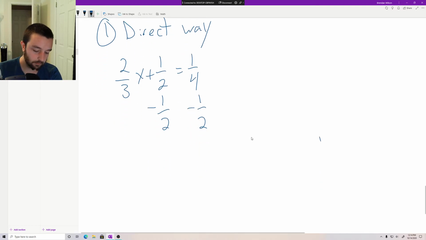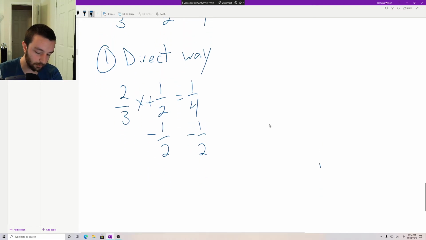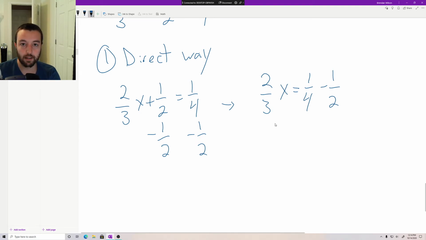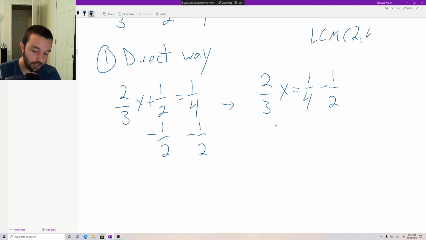Okay. Let me just move over here. So we have 2/3 x, and then 1/2 minus 1/2 gives us 0. And we have 1/4 minus 1/2. Okay. So now we need to do the 1/4 minus 1/2. So we have to find a common denominator. So it just adds on this extra step of having to add 2 fractions. Well, in this case, subtract 2 fractions with different denominators. So LCM here is 4. So we can go ahead and multiply the top and bottom of 1/2 by 2 so that we can change that denominator to 4.